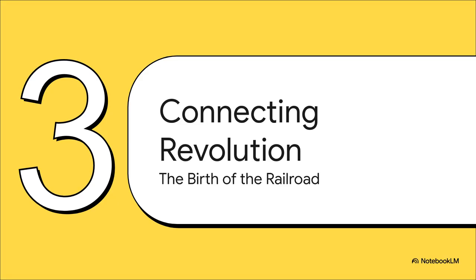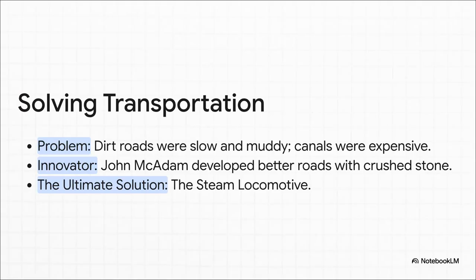Okay, so let's recap. We've got factories that can be built anywhere, just churning out huge amounts of steel and textiles. The next problem is pretty obvious, right? How in the world do you move all this stuff? How do you get the raw materials to the factories and then get the finished goods to the market without it taking forever and costing a fortune? People tried a few different things. A guy named John McAdam figured out how to build much better roads out of crushed stone, which definitely helped.